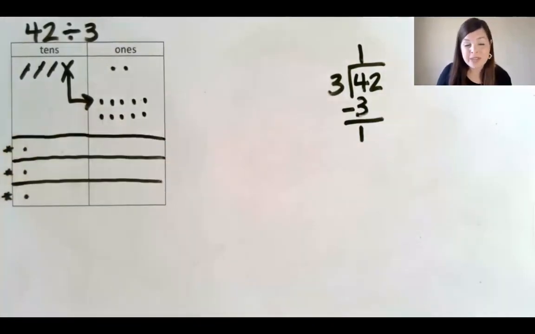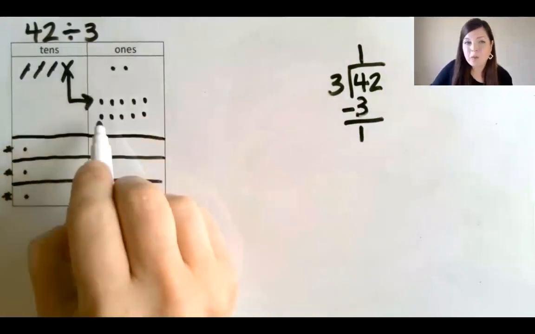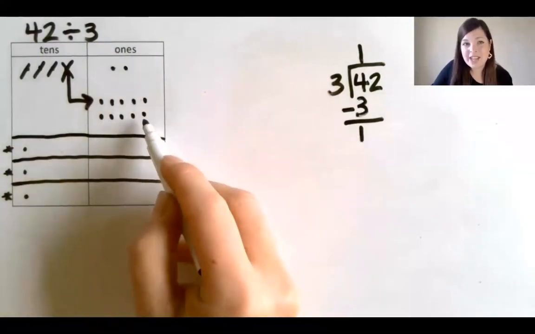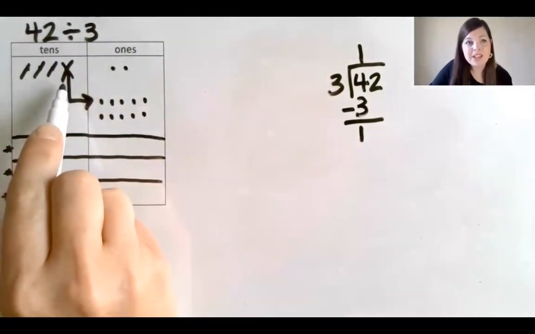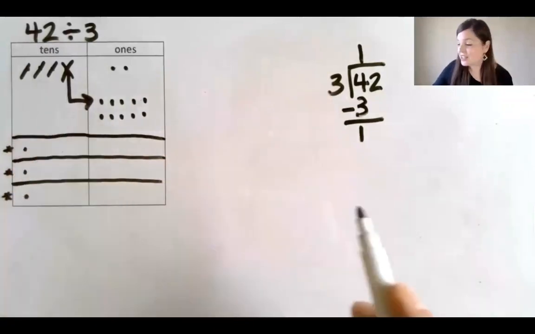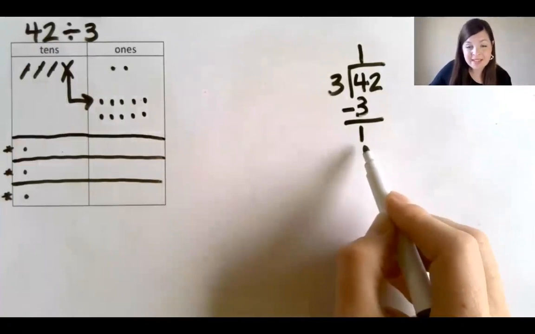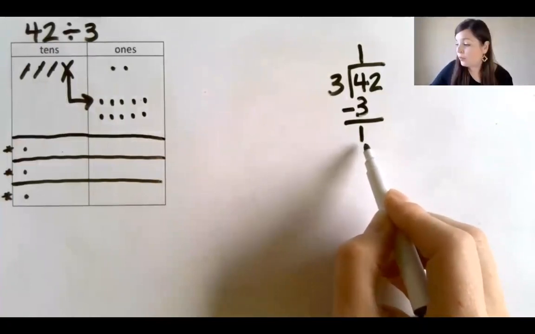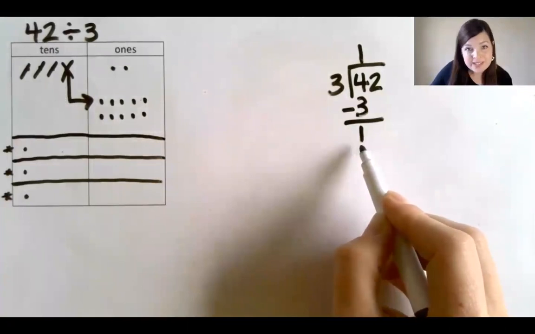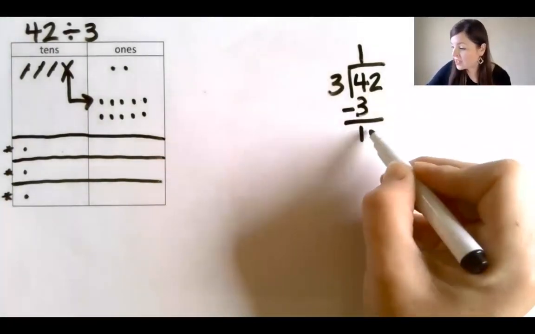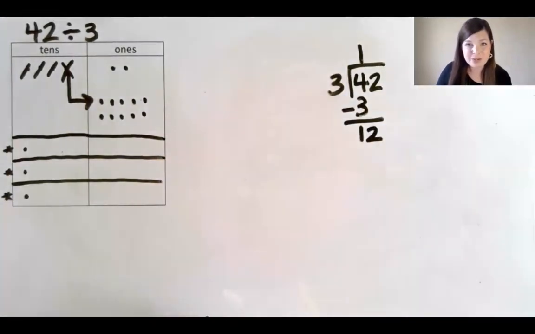Now, how many ones do we have to distribute? We have 12 ones to distribute: 2 ones from the original whole, and then these 10 ones that we renamed from the leftover 10. To show that in our long division, we had 1 ten remaining, and to continue dividing, we renamed this 1 ten as 10 ones, and then together with the 2 ones from the original whole, that gives us 12 ones to distribute.